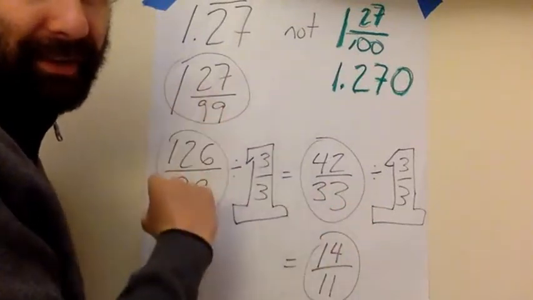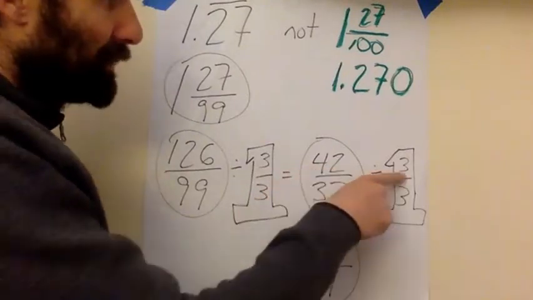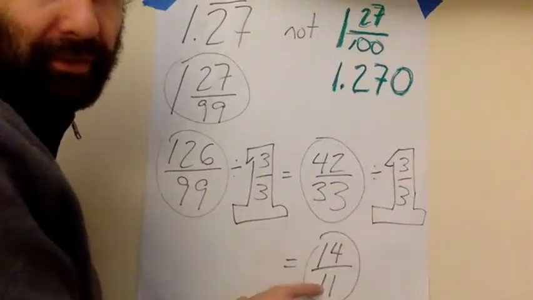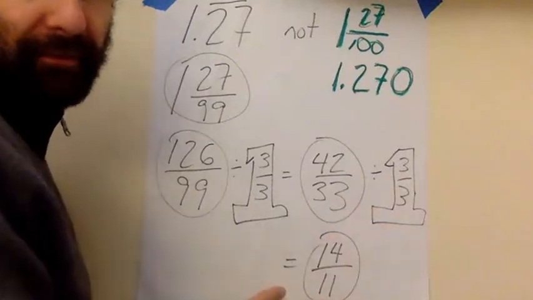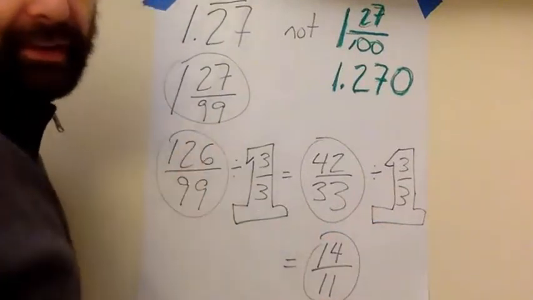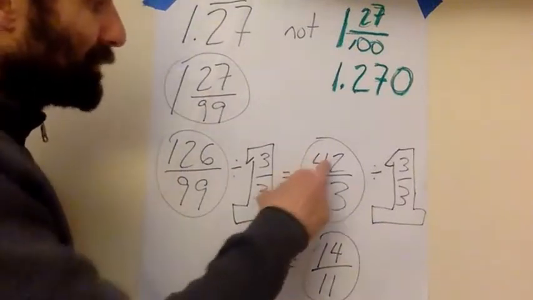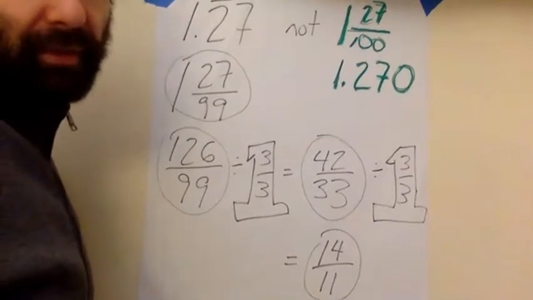But then I say, wait a minute, 3 goes into both of these. 3 goes into 42 14 times, and 3 goes into 33 11 times. Again, I just divided by 1, 3 over 3, and I got 14 over 11. And that's another choice. Then I realized nothing else goes into that, so there's no other possibilities. 42 over 33 and 14 over 11 are my 2 answer choices for that problem.